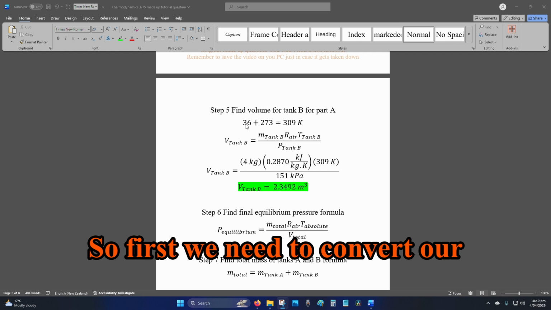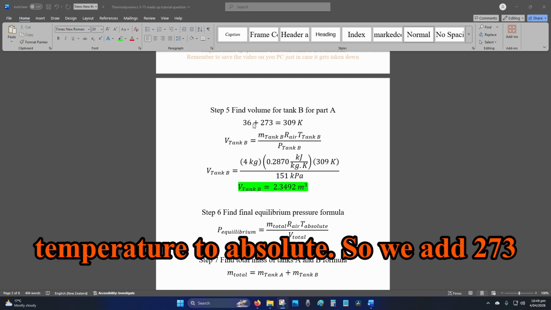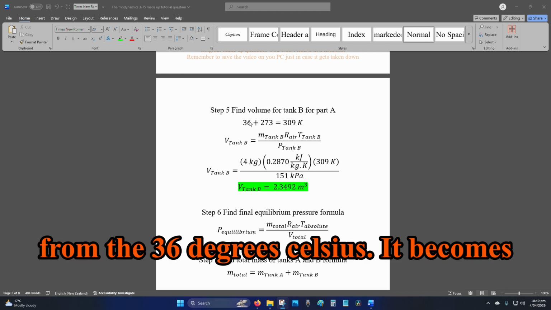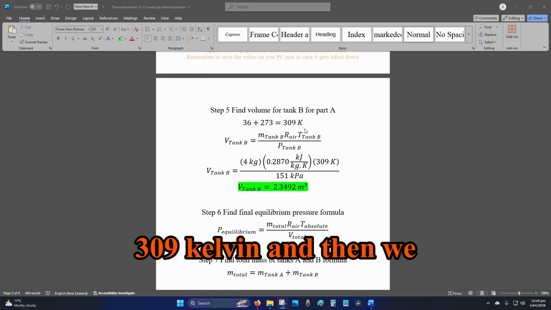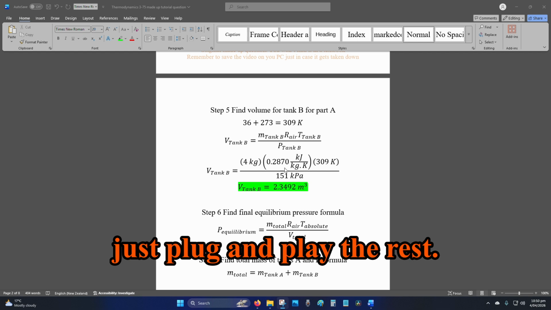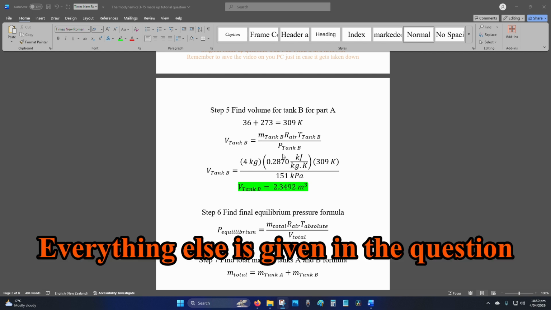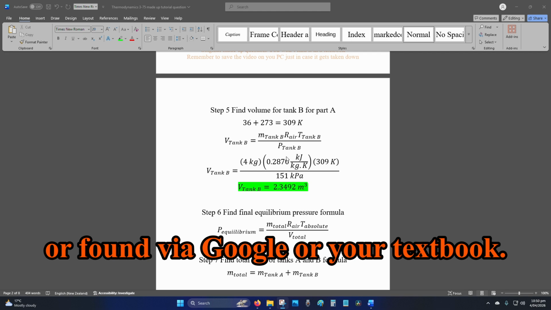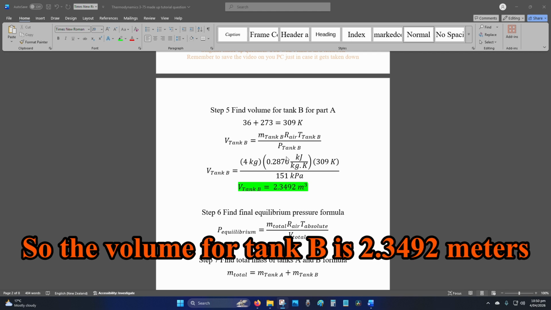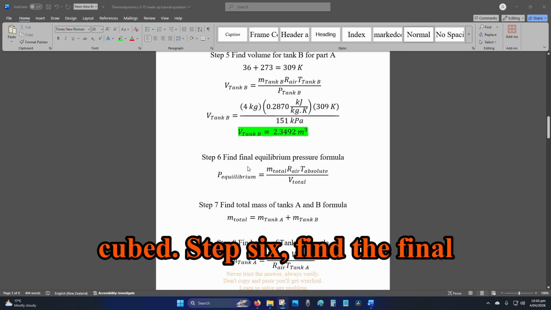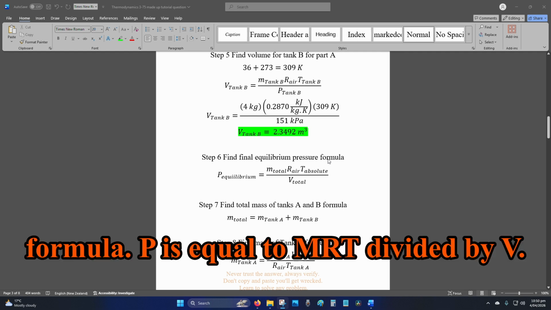So first we need to convert our temperature to absolute. So we add 273 from the 36 degrees Celsius. It becomes 309 Kelvin. And then we just plug and play the rest. Everything else is given in the question or found via Google or your textbook. So the volume for tank B is 2.3492 meters cubed.